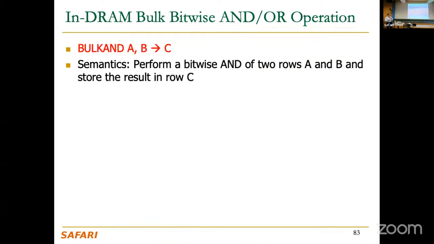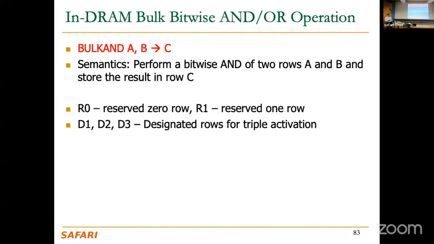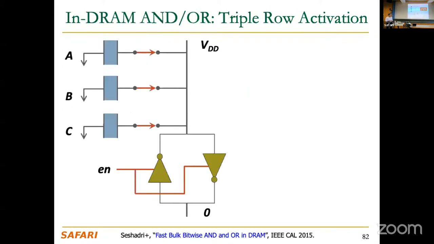So we are going to call this a bulk bitwise operation. You have two rows, and the output is going to be stored in a third row. This is just some implementation details of how this is done. We are going to have some designated rows for this computation, because if you look at the image here, once you do the triple row activation, you actually lose the charge. The charge of the three initial rows is overwritten.